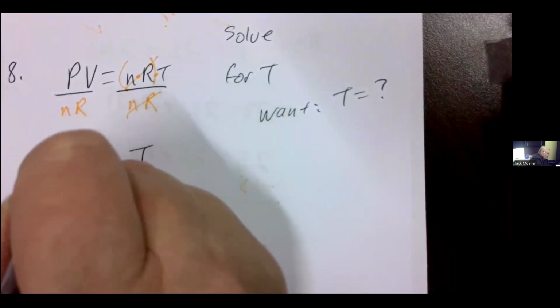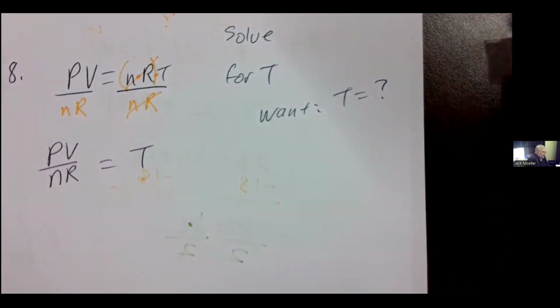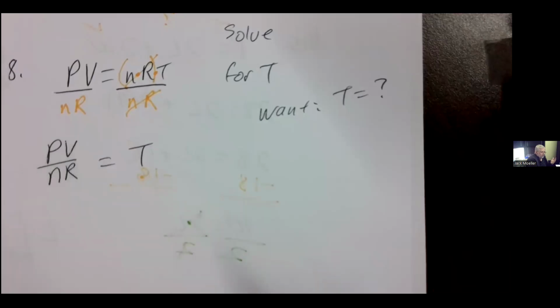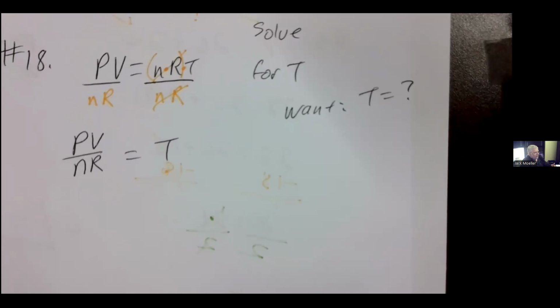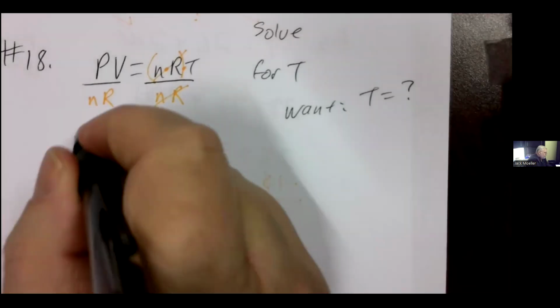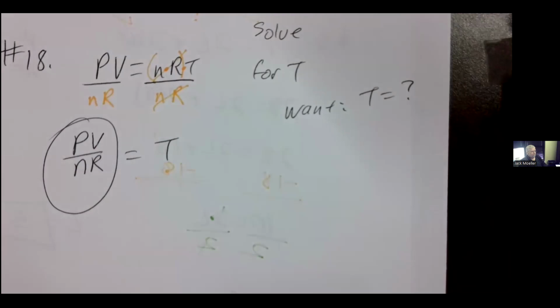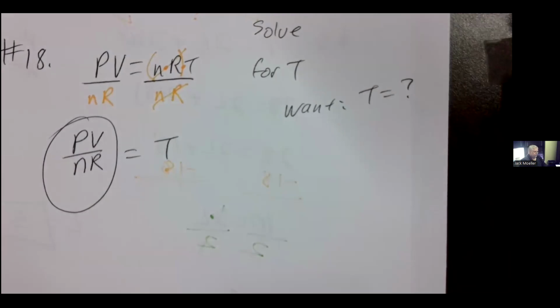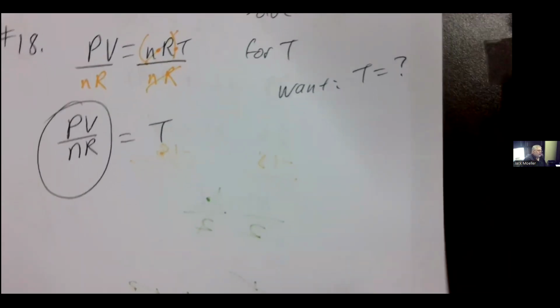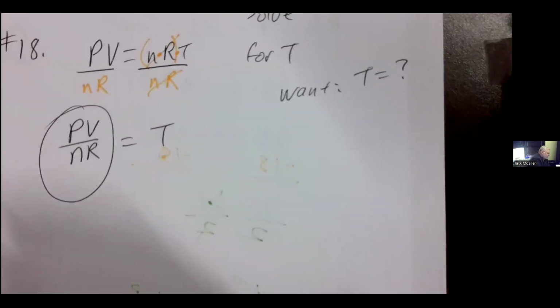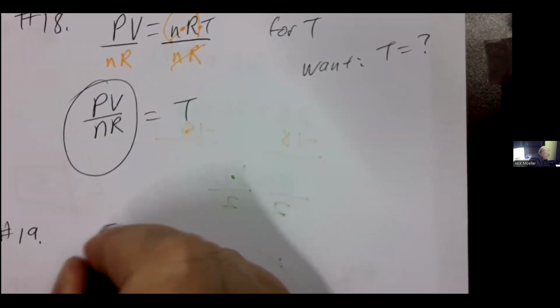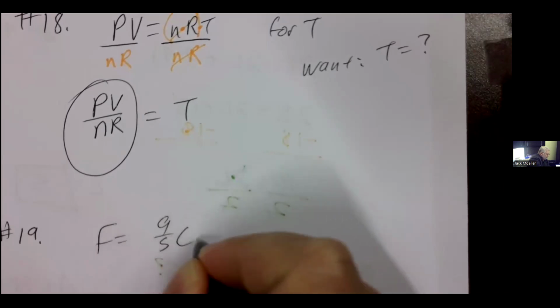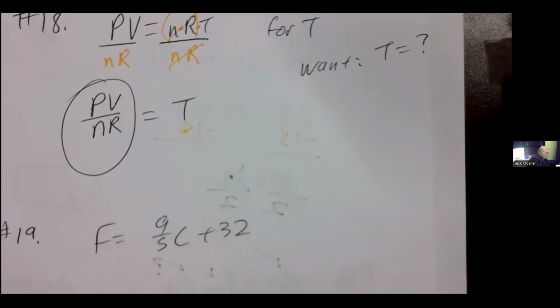Over here, is there anything that can simplify? No, because we can't divide letters, and we don't have a P divided by P that we can cancel out. Those are all different. There's your answer. If you're in chemistry, you're going to deal with that formula quite a bit when you're dealing with your gas laws. All right, how about 19? F equals 9/5 C plus 32. We're solving for C.